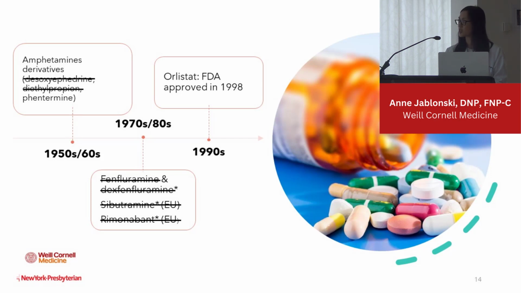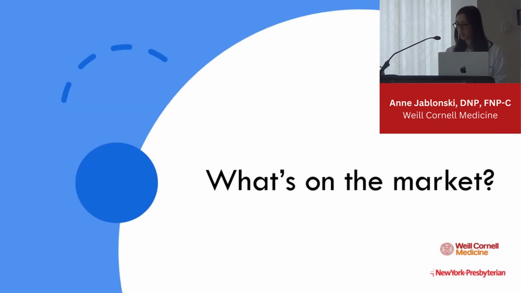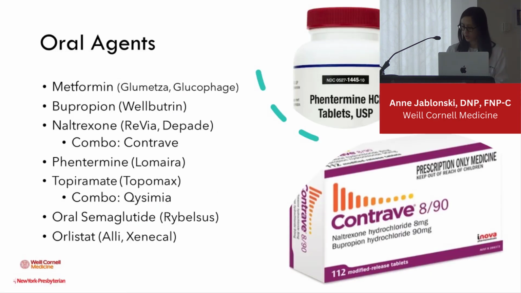Alright, so I kind of want to go into what's on the market right now, starting with the oral agents, or the pills. So metformin is a well-known diabetes medication that's been around for a long, long time. It has an off-label use for weight loss, and it is very inexpensive. And this is the first line that we use often in the clinic.